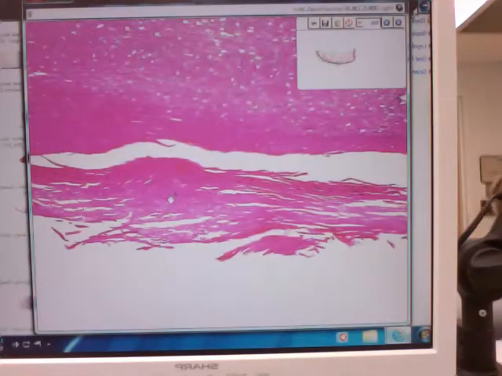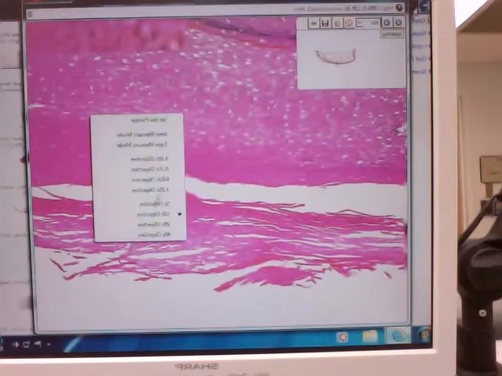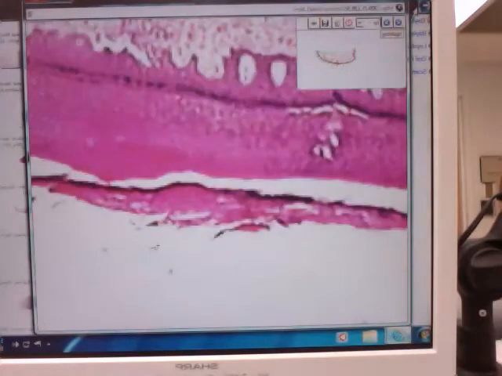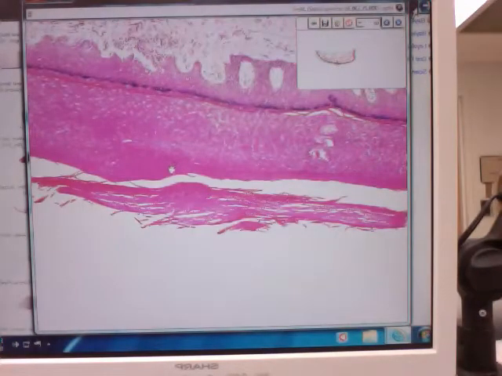embryonic connective. Sorry, bad histology joke. What can I say? Okay. Some people got it. Some people like Josh, they don't have any sense of humor. They don't get it.